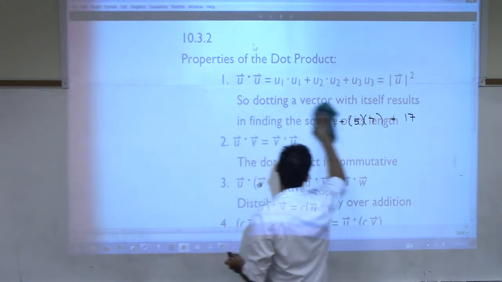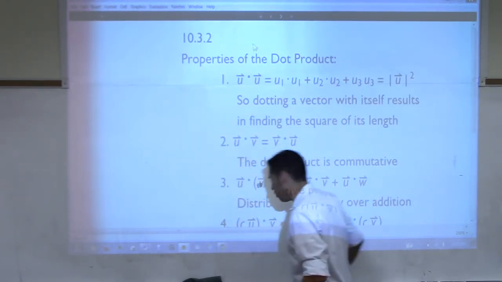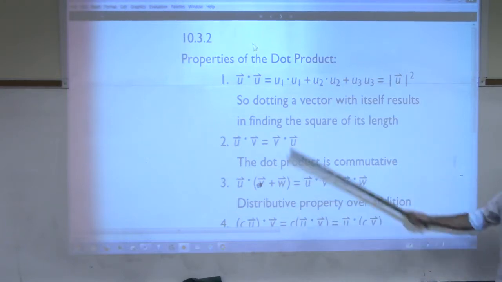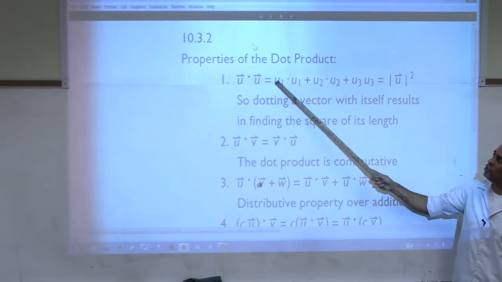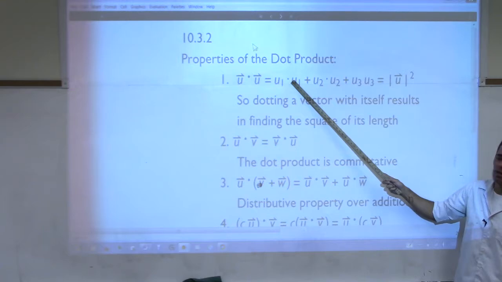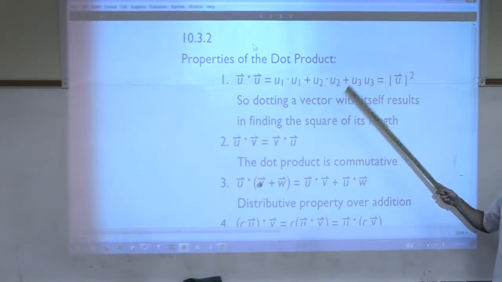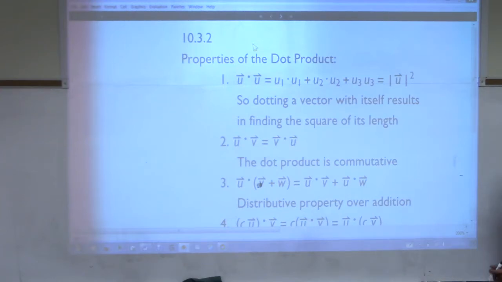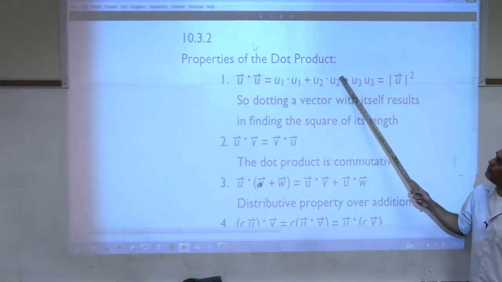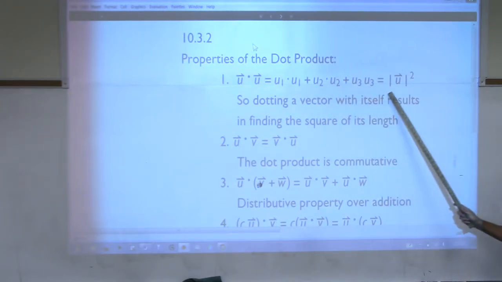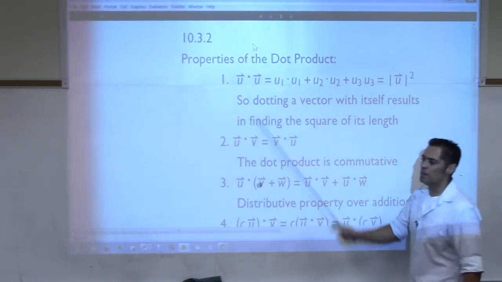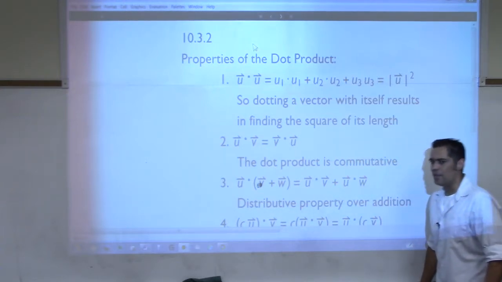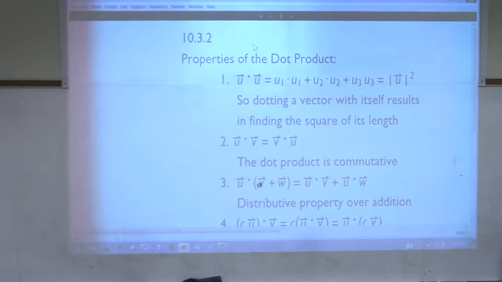But before I can answer it, I have to give you a couple of properties of the dot product, some cool results. First of all, if you take a vector and you dot it with itself, then you take u1 times u1, because it's the same number, and then add u2 times u2, and then u3 times u3. That actually looks familiar. That's almost the magnitude, but we didn't square root it. So it actually turns out to be the length of the vector squared. If you dot a vector with itself, you get its length squared. It's kind of interesting.